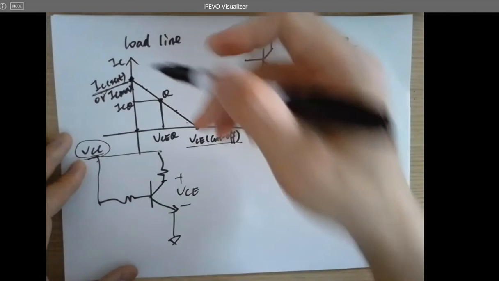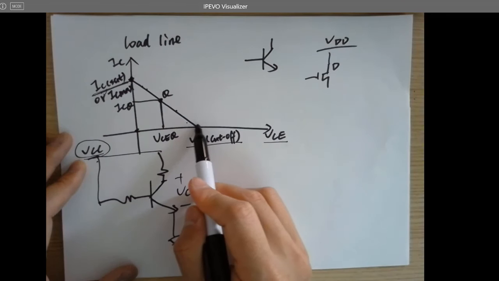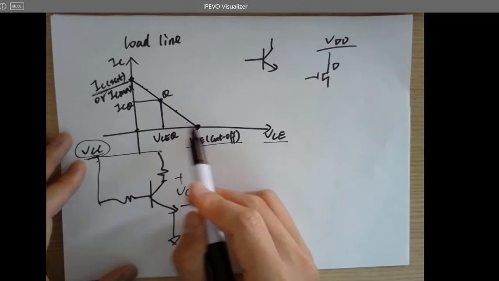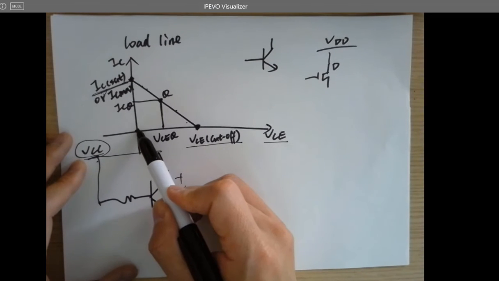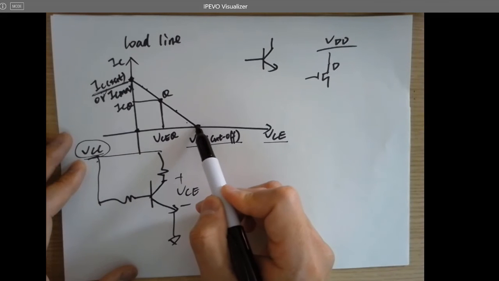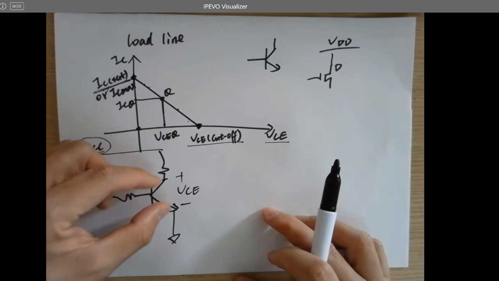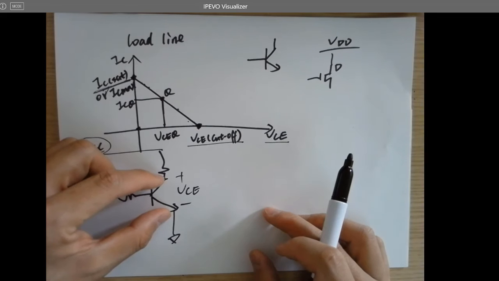Got a point here, got a point here. So whenever this point is being achieved, IC is 0. So you can get this value. That's the largest voltage drop across VCE. Will that happen?